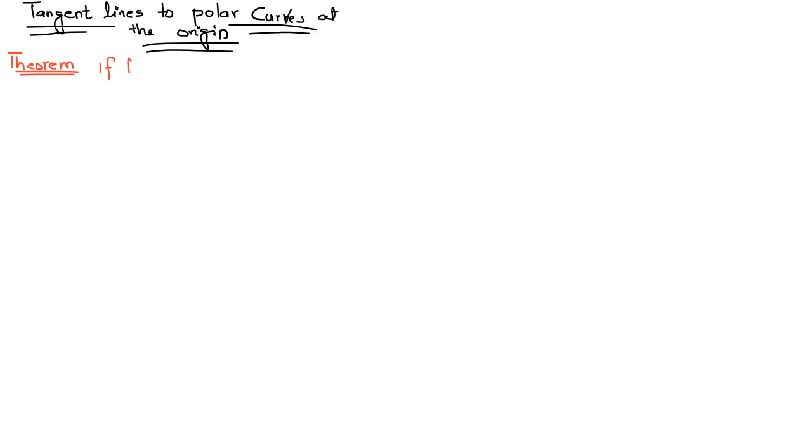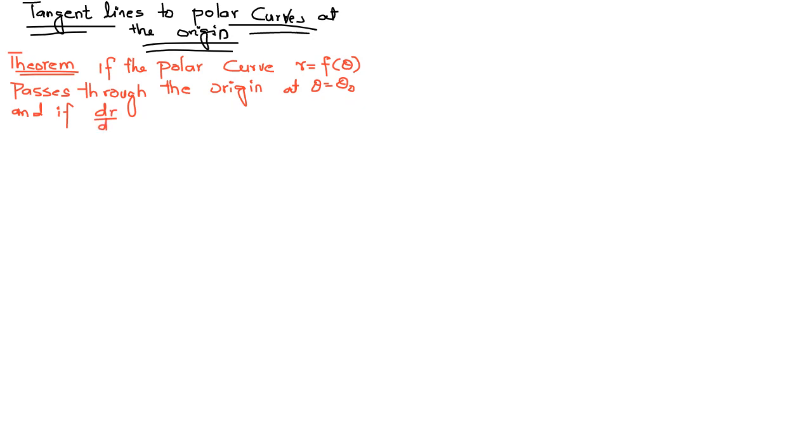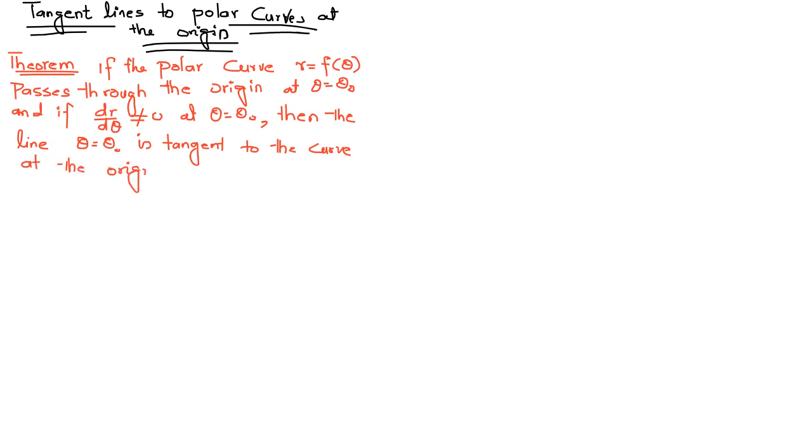If the polar curve, represented by r equals f of theta, passes through the origin point, for example at theta equals theta naught, and if the derivative of r with respect to theta is not equal to 0 at theta equals theta naught, then you can say the line theta equals theta naught is the tangent to the curve at the origin. Okay, so this is the statement.